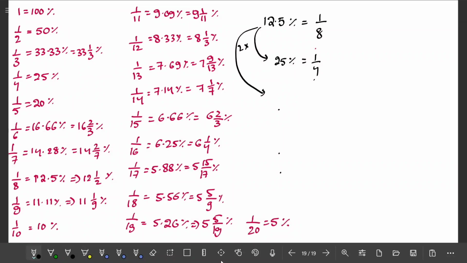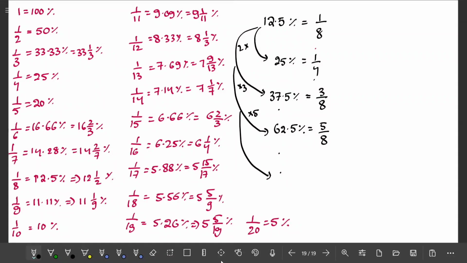And when we multiply it with 3, what happens? It becomes 37.5%. And on the right hand side, it becomes 3 by 8. If I do the same thing with 5, the answer will be 62.5%, and on the right hand side, it will be 5 by 8. If I do the same thing with 7, the answer will be 87.5% on the left hand side and 7 by 8 on the right hand side. Right? Clear? And all these values are very important for your exam. So 37.5%, 62.5% and 87.5%, all these are really important.